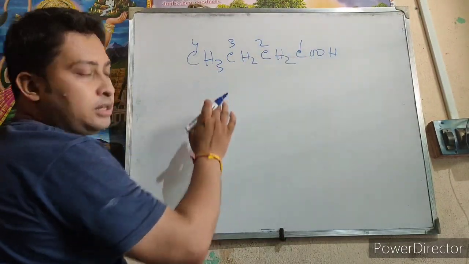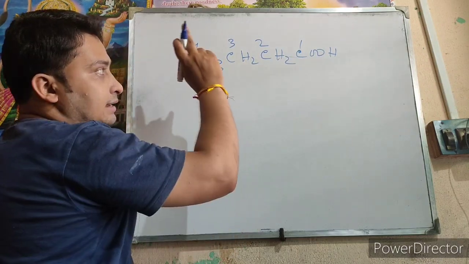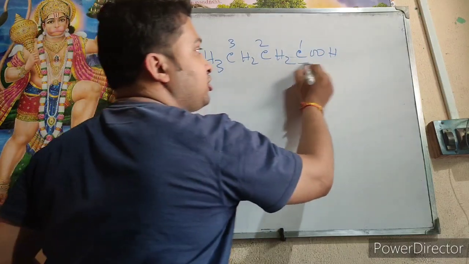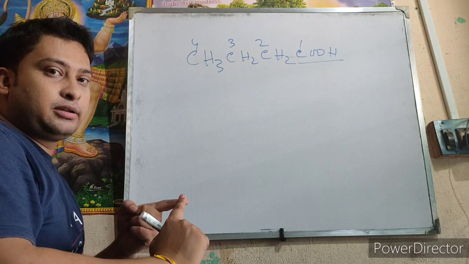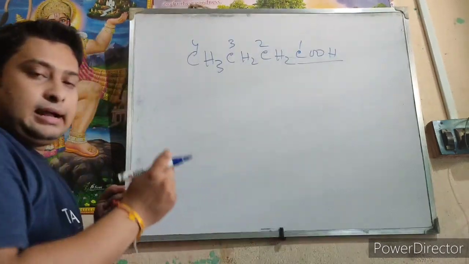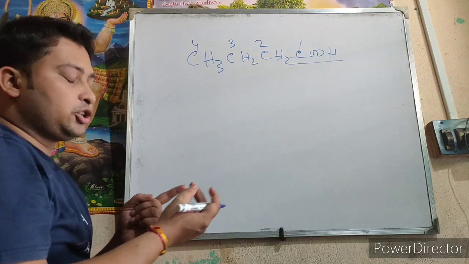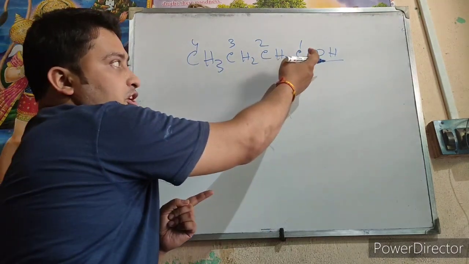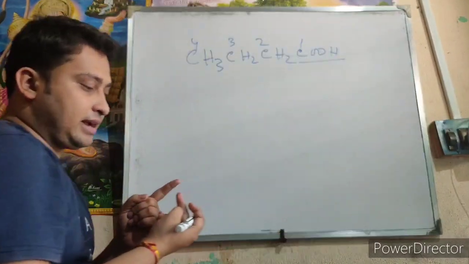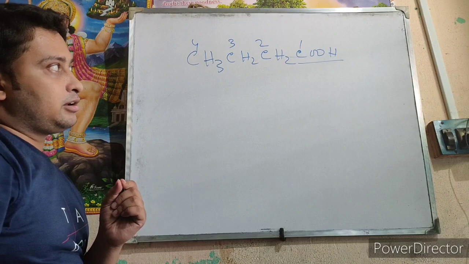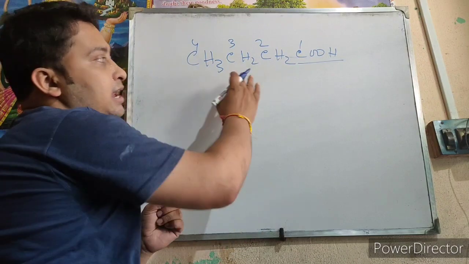Butanoic acid: butan, due to the presence of 4 carbons, and the position of the COOH is 1. The 'an' represents the single bond between the carbons. So butan-1-oic acid, you can write it as butanoic acid, or you can write butyric acid or n-butyric acid. The common name of this compound is n-butyric acid.